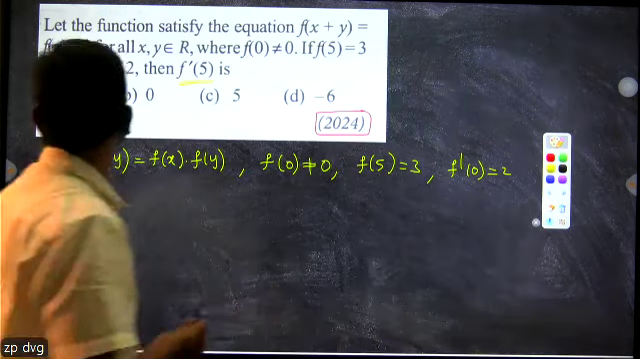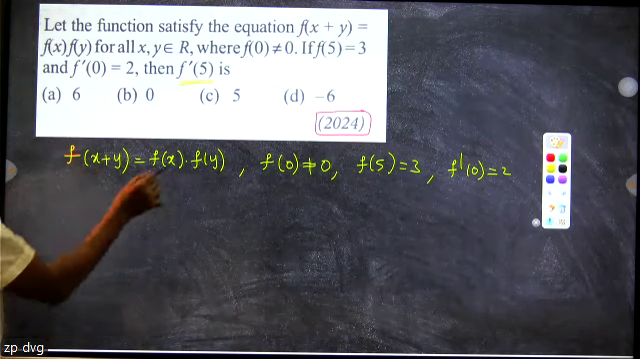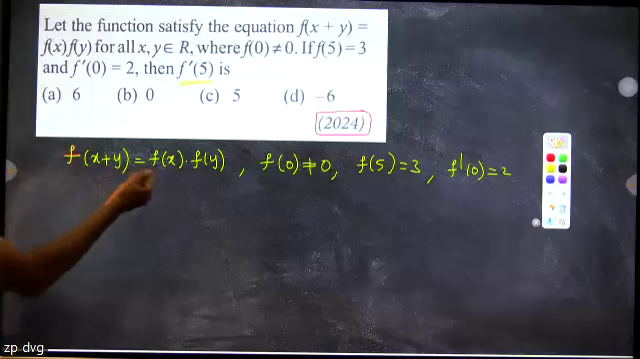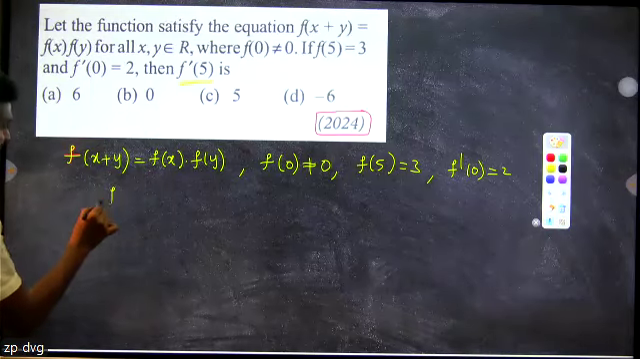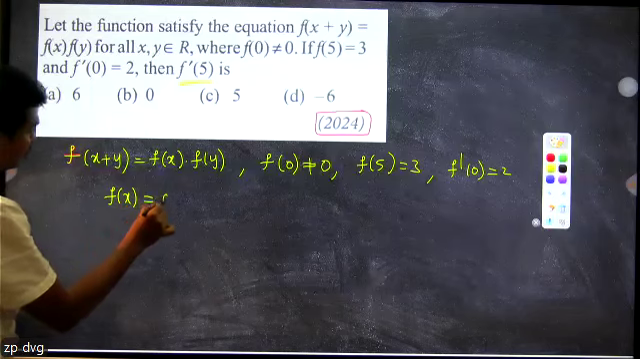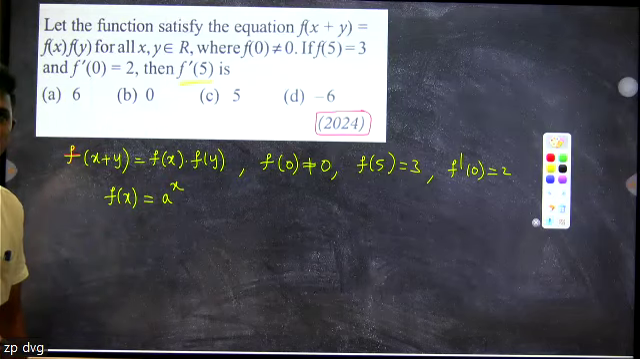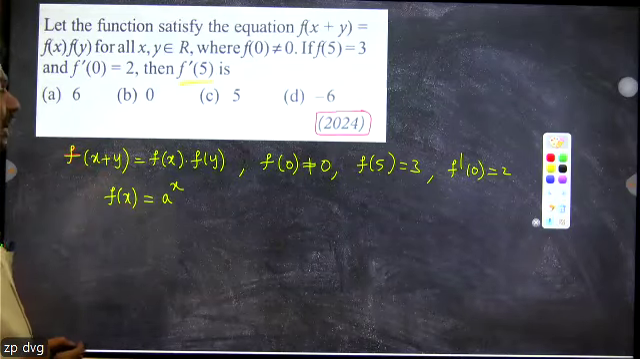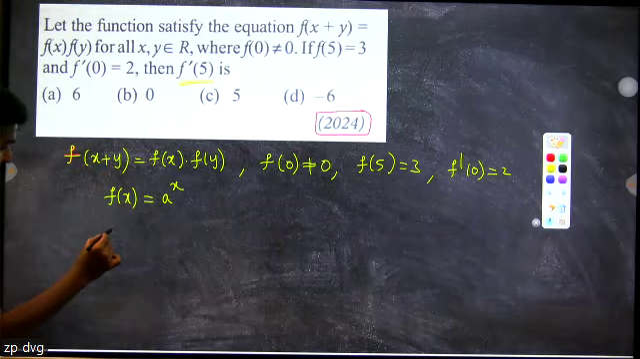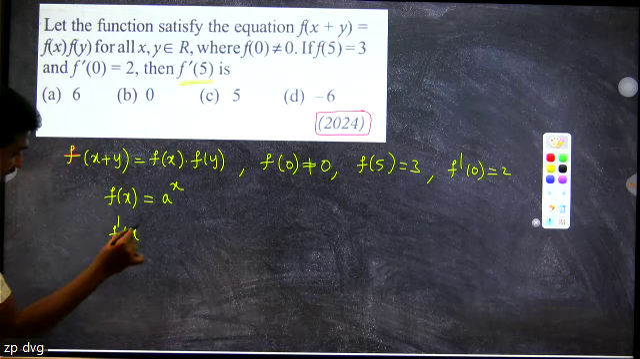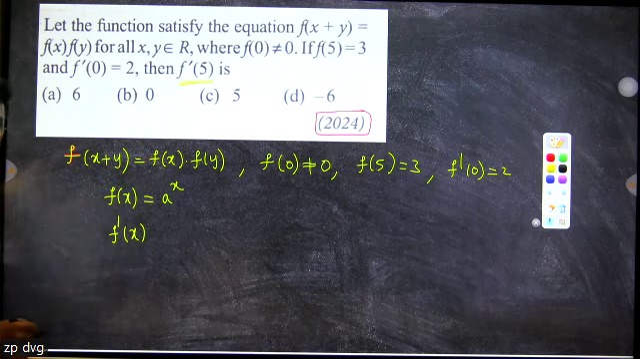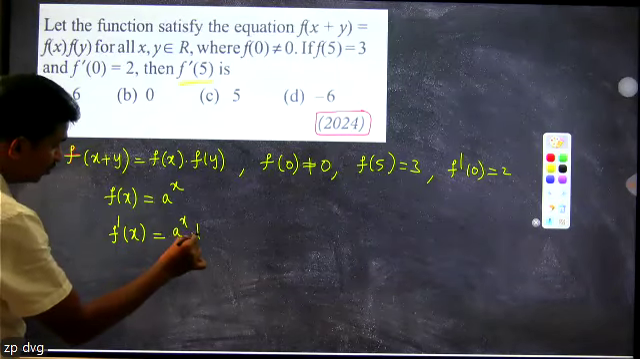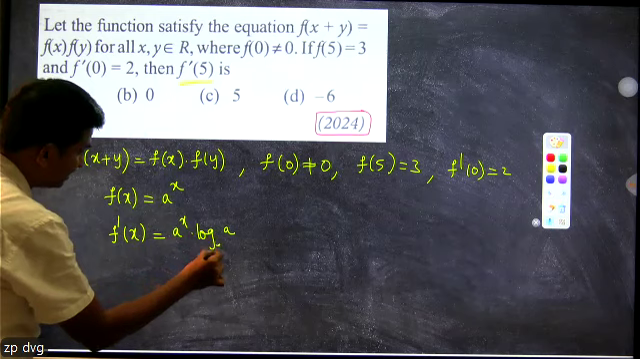So first thing, what is the function satisfying the condition f(x+y) = f(x) times f(y)? In the last slide, I derived this. The function is f(x) = a^x. What you want is f'(5). Before calculating f'(5), I'll calculate f'(x). We have a direct formula: the derivative of a^x is a^x times log a base e.